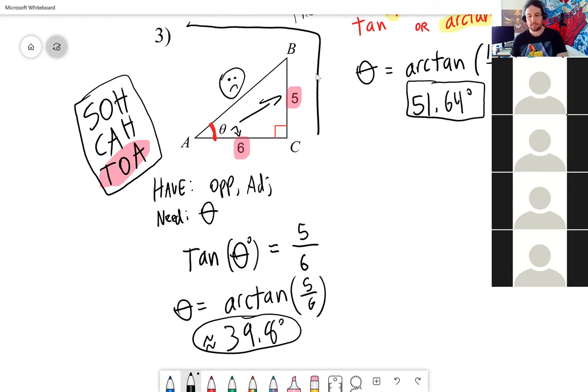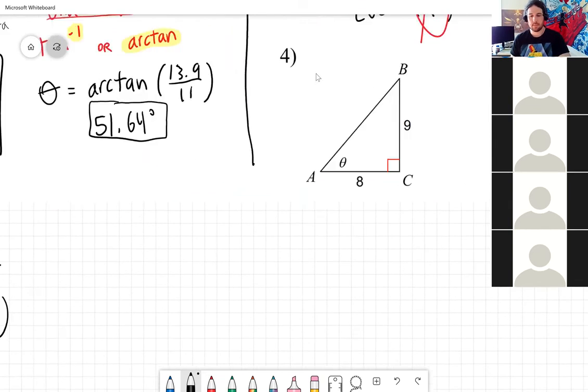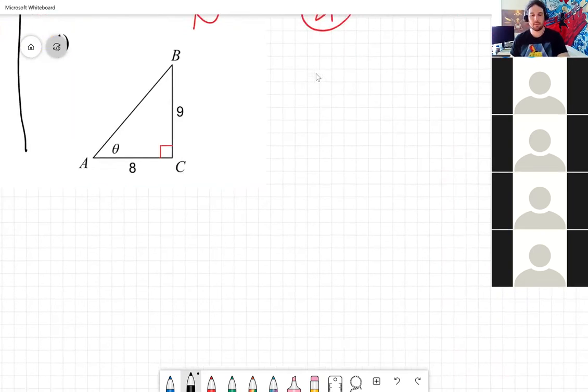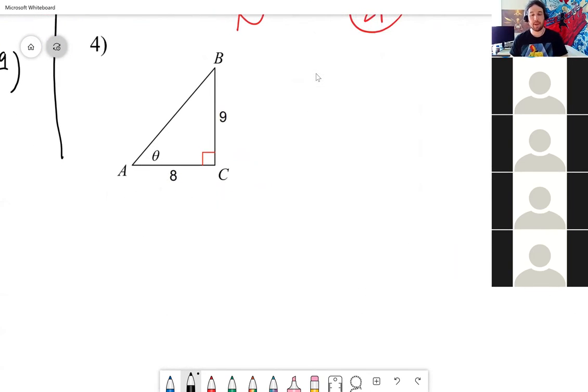Okay. Last example. Then I will go back and do some solving for sides examples as well, just to make sure everybody is on the same page. Plus, we've only been at this for 40 minutes, so we've got plenty of time.